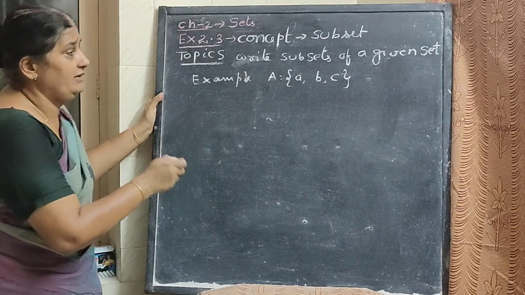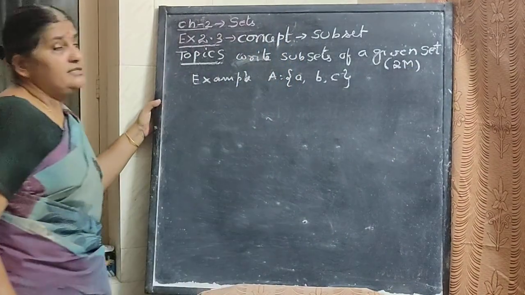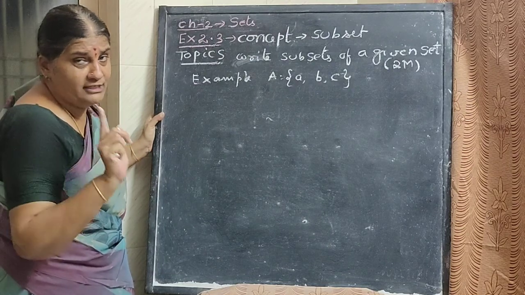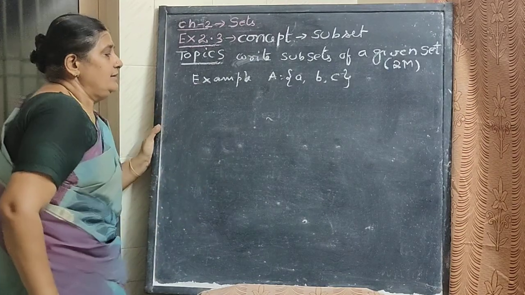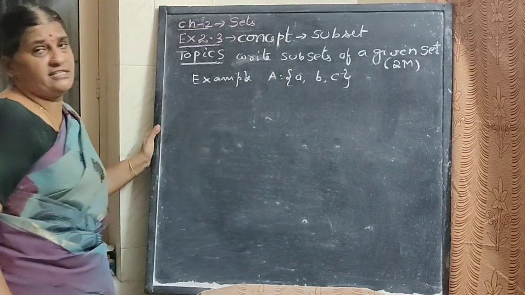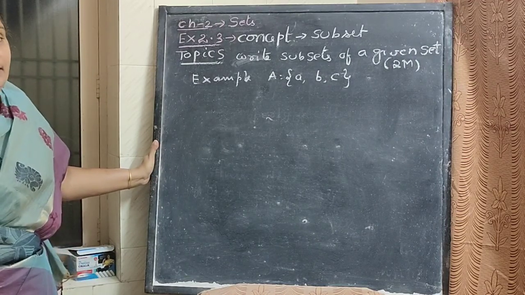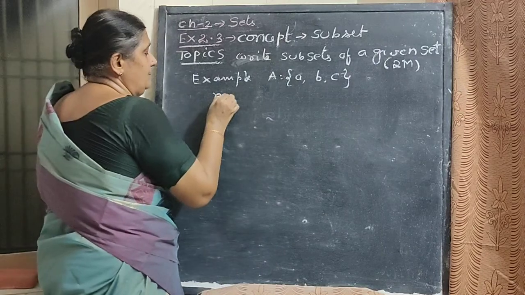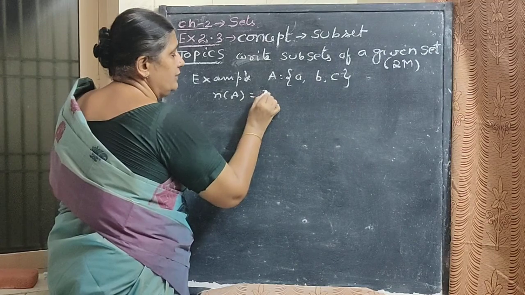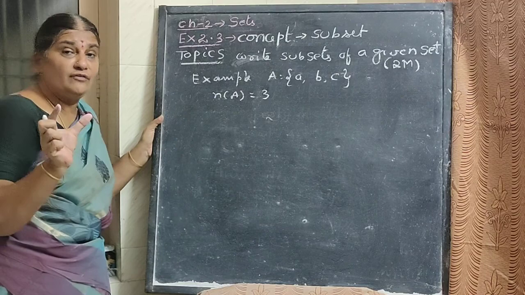Now this is a 2 marks question, very very important. Public exam oriented 2 marks sum. How to write subsets of a given set? Very very important. I will explain 2 examples. Listen carefully, don't write. Let us take A is equal to {a, b, c}. For this one, how to write subsets? Whenever we want to write down a subset sum, first write down the cardinal number. What is the cardinal number? The number of elements in set A. How many elements are there? 3.